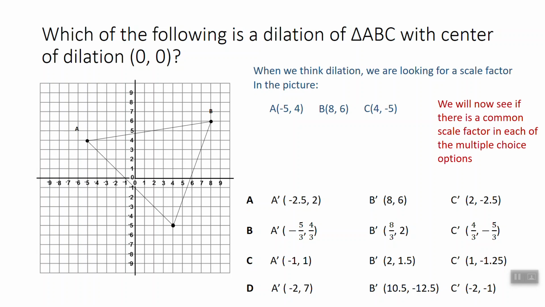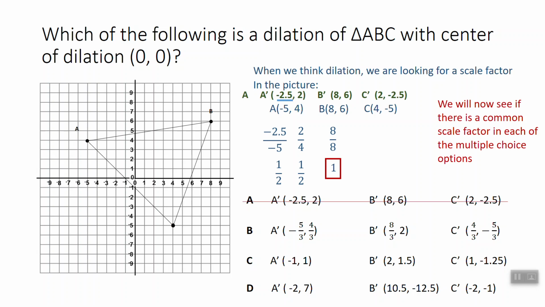So my idea is if I take a new set of ordered pairs and divide them by the old set of ordered pairs, I really want to find a common factor. Okay, so let's get started. X divided by x, -2.5 divided by -5 will be +1/2. Now the y values, 2 divided by 4 would be +1/2. So far so good, we have these matching scale factors. Well now let's look at b prime and b. If we take 8 divided by 8, we find a scale factor of 1, which certainly does not match.